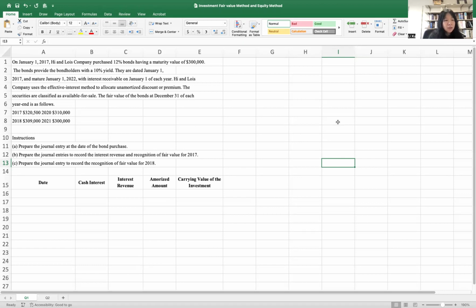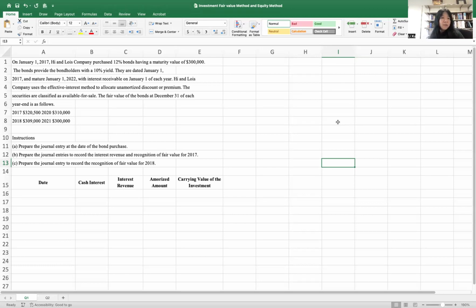So first, take a look at question number one. This company bought a bond investment. This bond investment only pays interest once per year. Therefore, when you do a question like this, always pay attention to how many times they compound in a year, because that's how you calculate the present value of this investment.